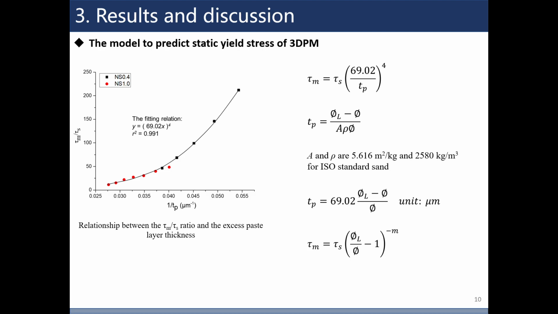The figure shows the fitting relationship between the yield stress of mortar to yield stress of paste ratio and the excess paste layer thickness. It can be observed the yield stress ratio is a power function of the thickness of excess paste layer, and the fitting relationship complies with the modified Krieger model.